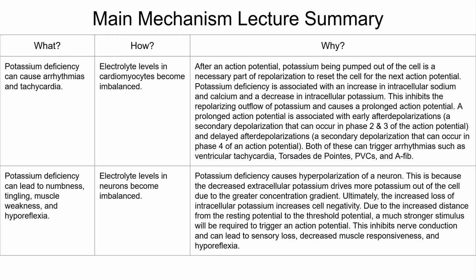Potassium deficiency can also lead to neuro signs like hyperreflexia and muscle weakness. With low potassium levels in neurons, the neurons become overly negative, or hyperpolarized. This means a much stronger stimulus will be required to trigger an action potential. Thus, nerve conduction is inhibited, which is the reason for muscle weakness and hyperreflexia.